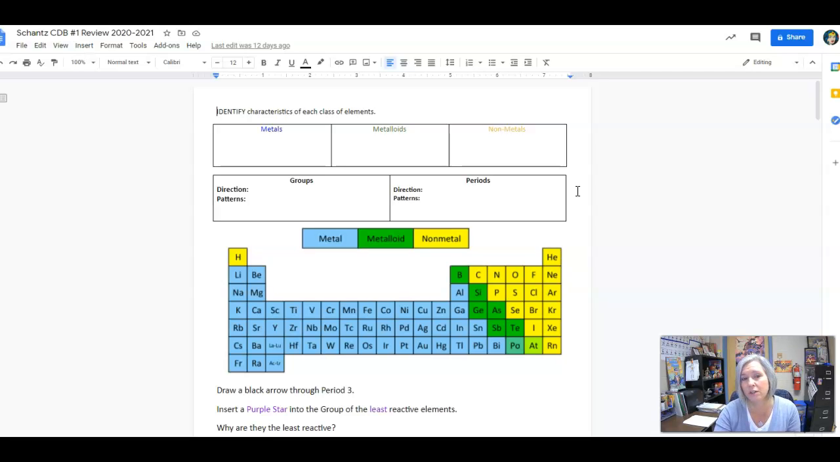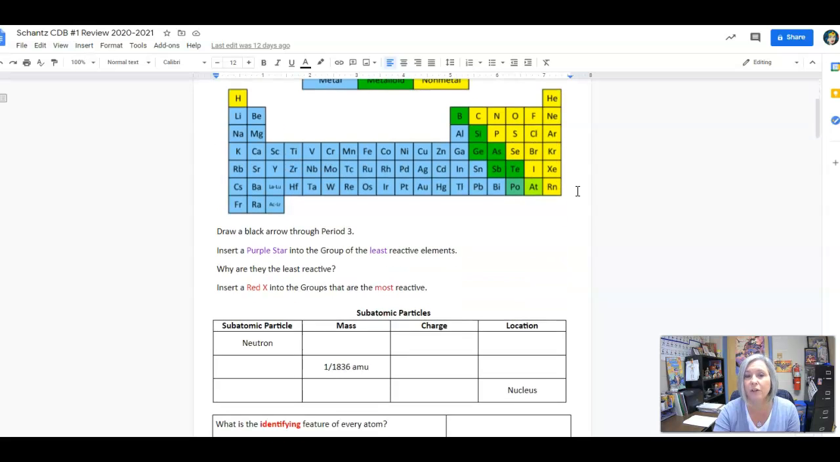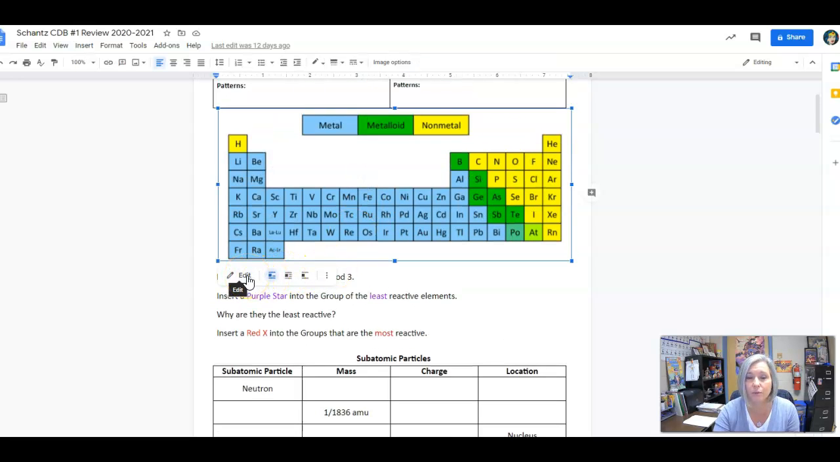So just at a quick glance, you're going to start with some chemistry review, going back to the periodic table. Remember, you need to know the difference between a metal, a nonmetal, and a metalloid. You need to know how to read the periodic table. What is a group? What is a period? Follow the instructions to complete what's needed on this diagram. To do that, you will have to edit the picture.